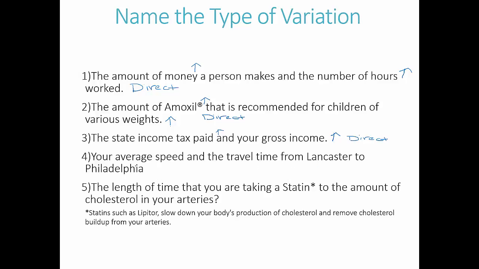Number 4, your average speed and the travel time from Lancaster to Philly. Well, if your speed increases, what happens to your travel time? That should decrease. So as one goes up, the other goes down. That means that these have an inverse variation relationship.